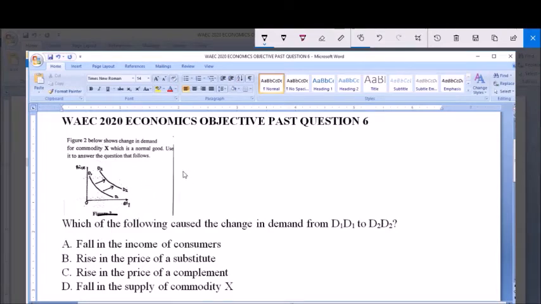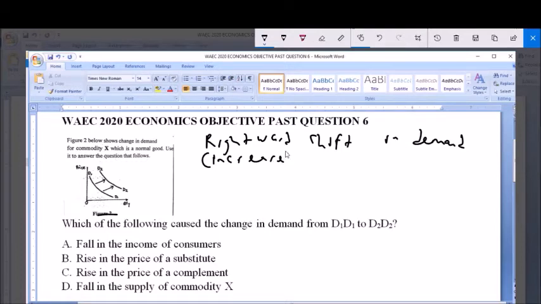Now, this diagram represents or depicts what is known as a rightward shift in demand. A rightward shift in demand. And this is an increase. This depicts an increase in demand at a constant price. So the price remains constant, but the demand for that particular product or commodity increased. So we are asked, what could be the cause of such change, such increase in demand?